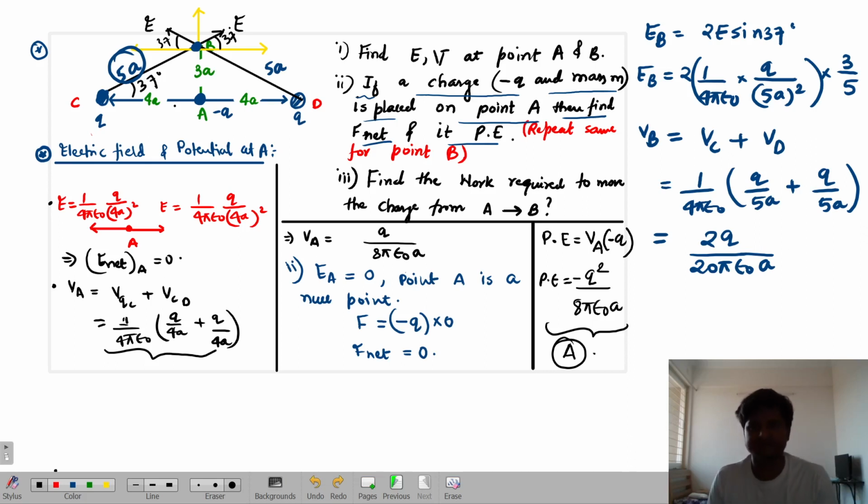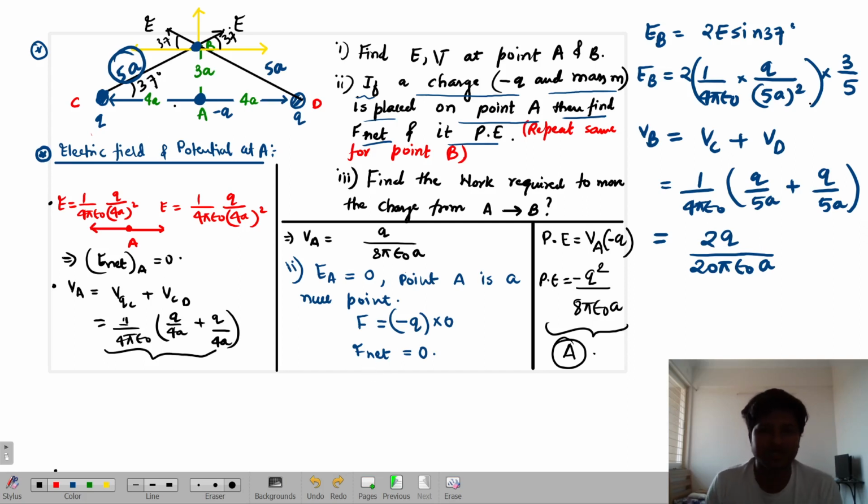And the force experienced will be Q into E. You have calculated E, multiply with the charge which is moving, and then you will get the force. That's why this process becomes very handy: when we apply the concept of electric field and potential, the things are very easy to calculate. You have seen that. Are you able to get it or not?